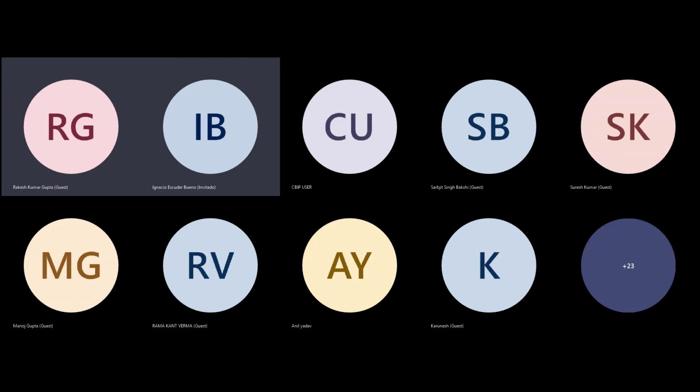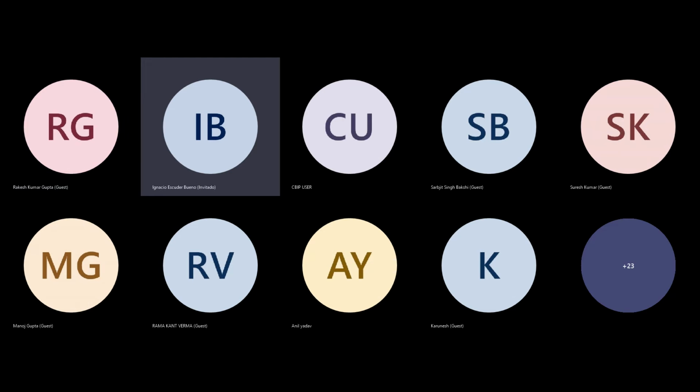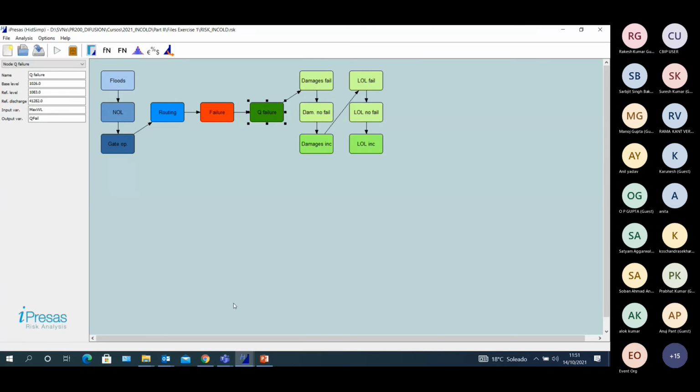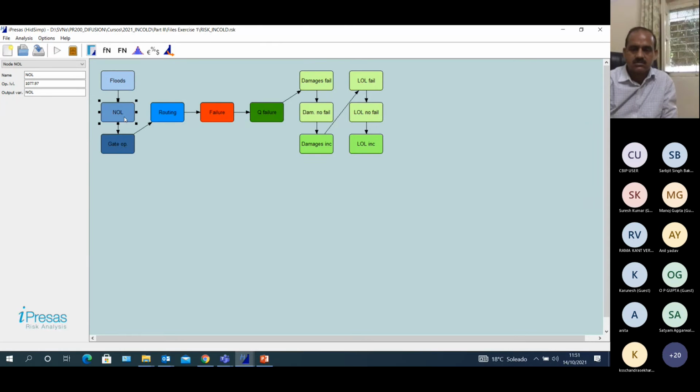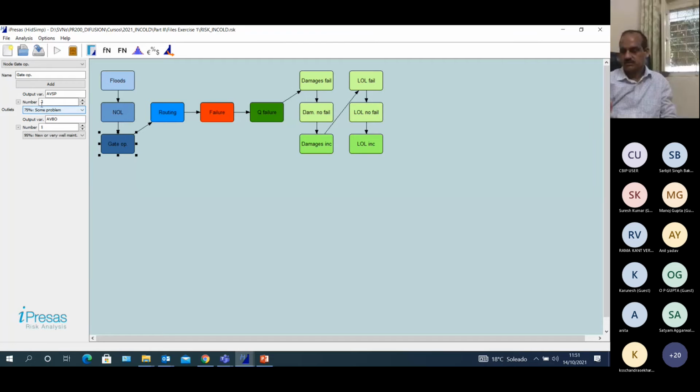Let me share a screen again. I should be sharing the screen. Can you see my screen? Yes, sir. Good. So flux doesn't change. Normal operation level doesn't change. Gate operation. You have to put the spillway back to where it was. 2 gates and some problems, because we are analyzing only measure 2. So spillway should be put back to where it was.